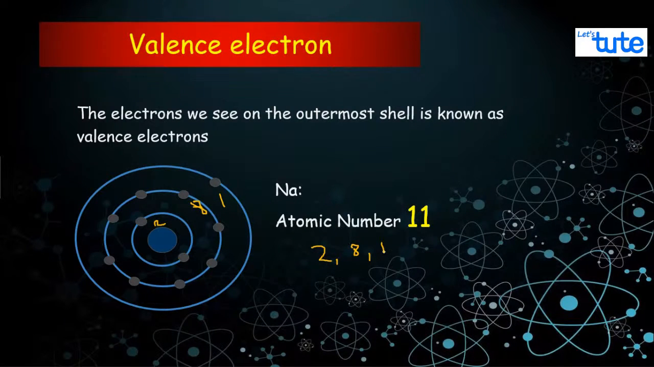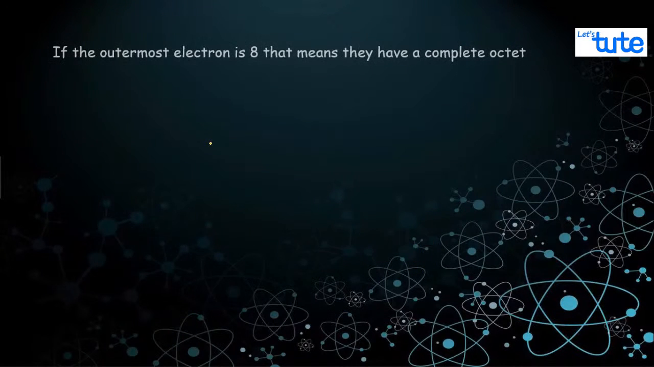Number of electrons in the outermost shell. The number of electrons in the outermost shell of sodium is 1. So the valence electron of sodium is 1. Okay, so this was about what is valence electrons.